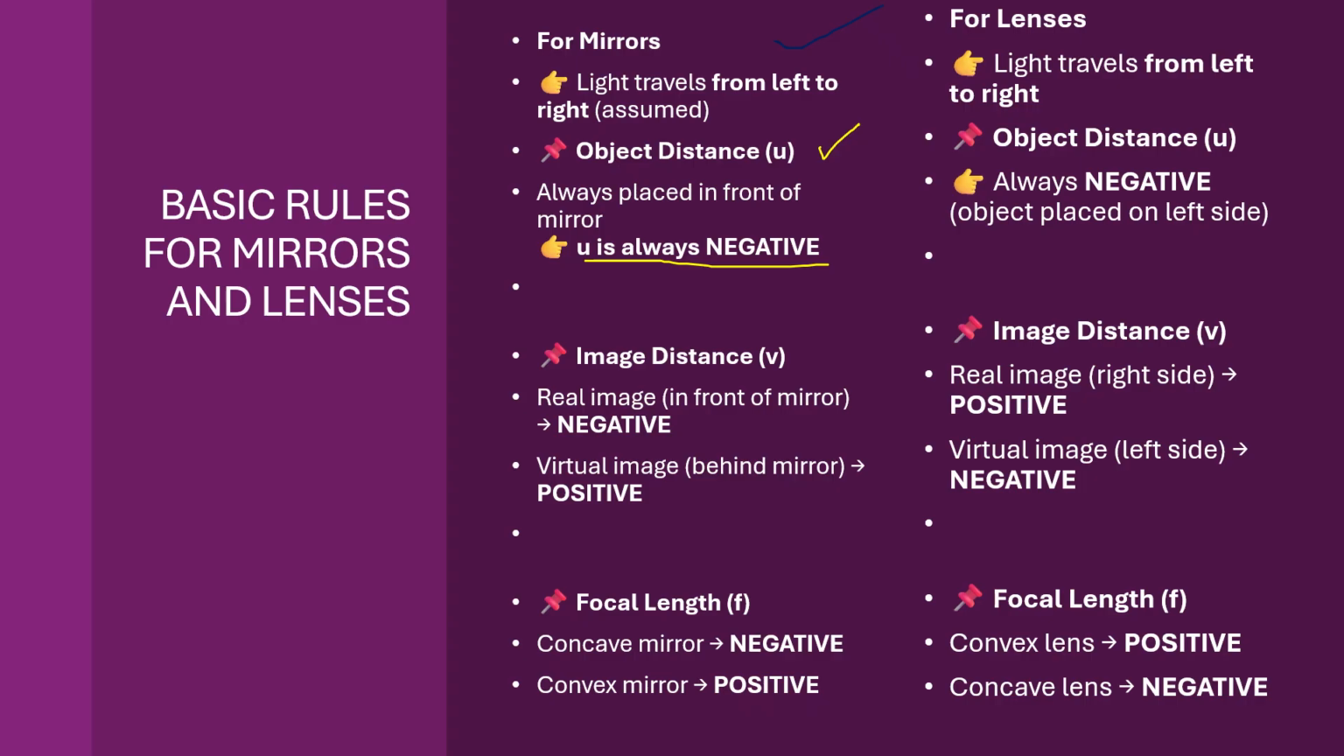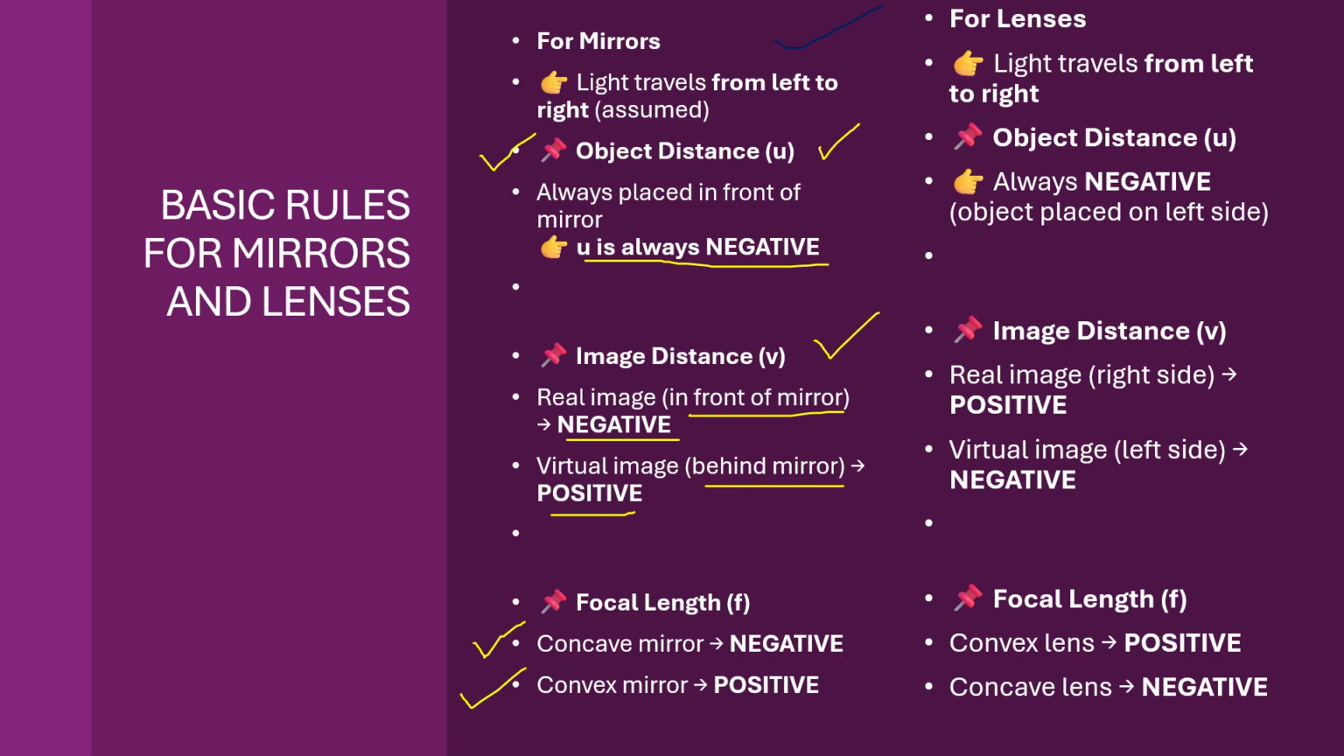Now let's take image distance. For image distance v, a real image is in front of the mirror, so it is negative. A virtual image is behind the mirror, and it is positive. So here we are talking about the image distance, and this is the object distance. Then the focal length. We are talking about mirrors once again. Focal length is denoted by small f. For a concave mirror it is negative and for a convex mirror it is positive.